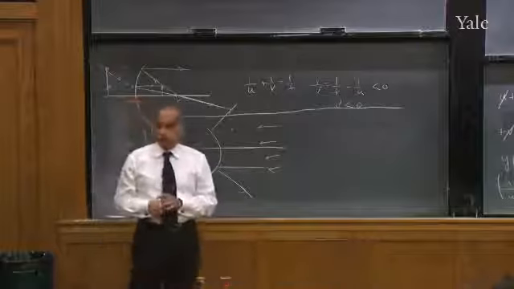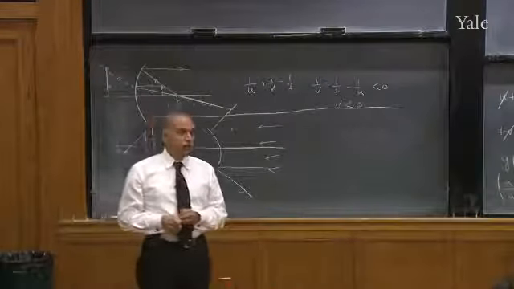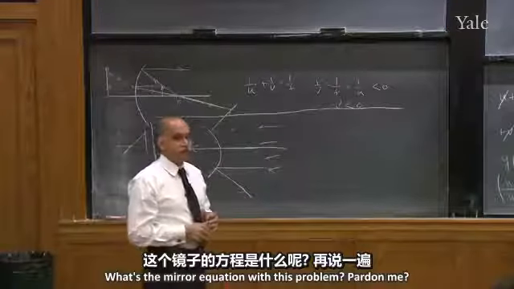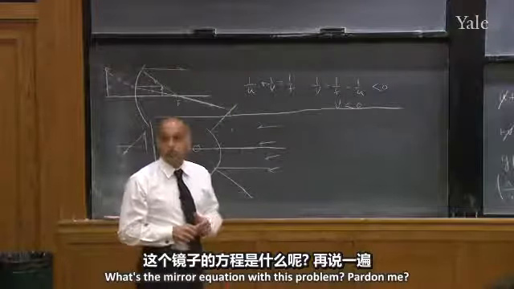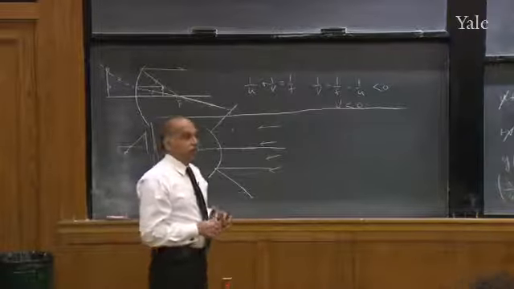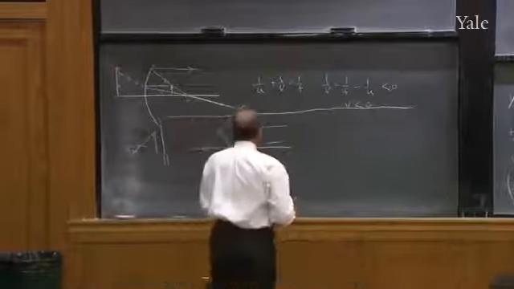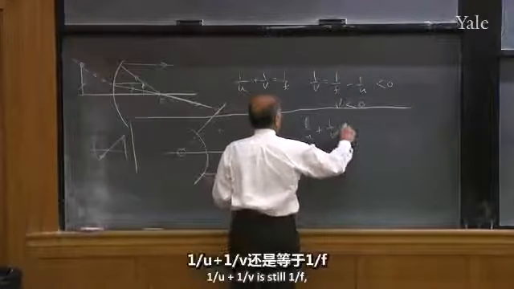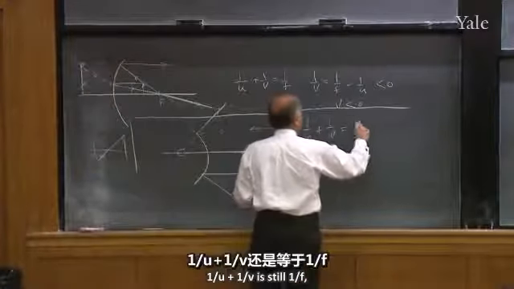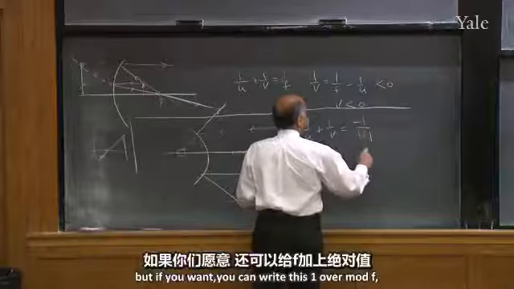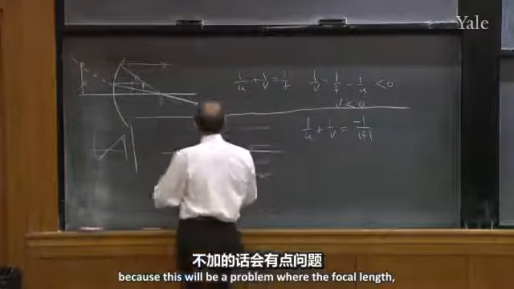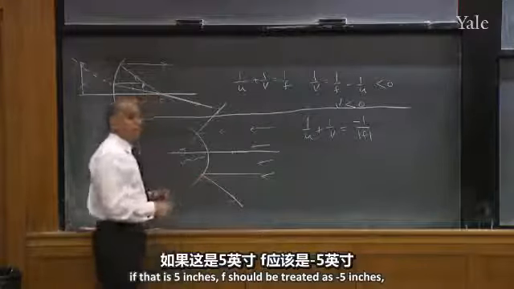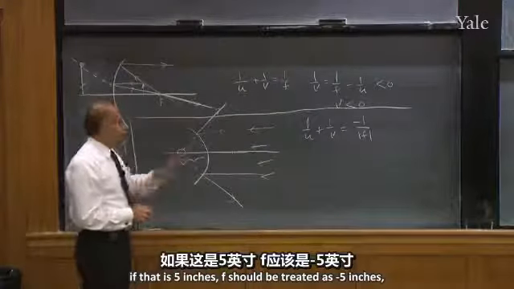Does anybody know? What's the mirror equation for this problem? Yeah, you say f is negative, and it'll turn out that everything will work out. 1 over u plus 1 over v is still 1 over f, but if you want, you can write this as minus 1 over mod f, because this will be a problem where the focal length, if that is 5 inches, f should be treated as minus 5 inches. Then everything will work out.